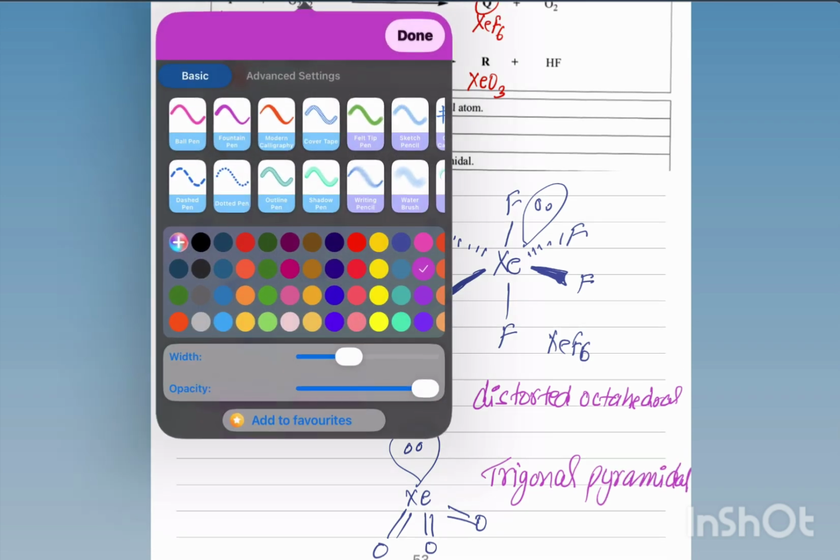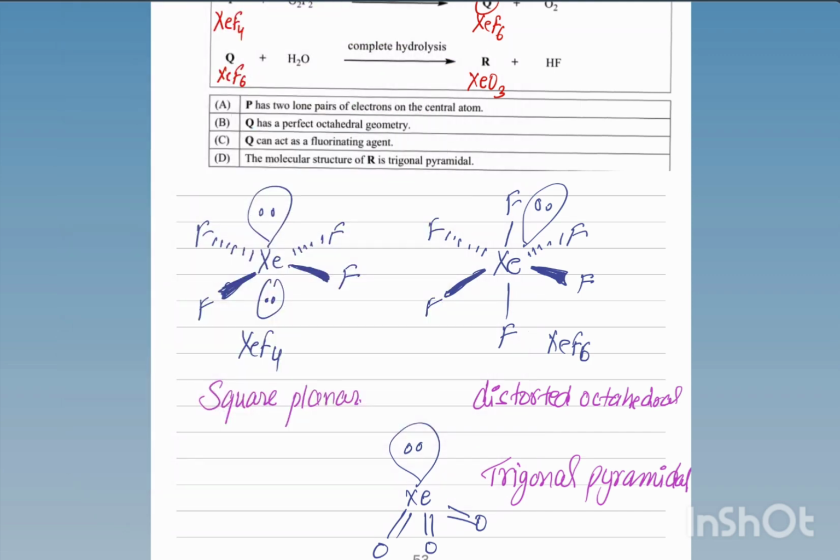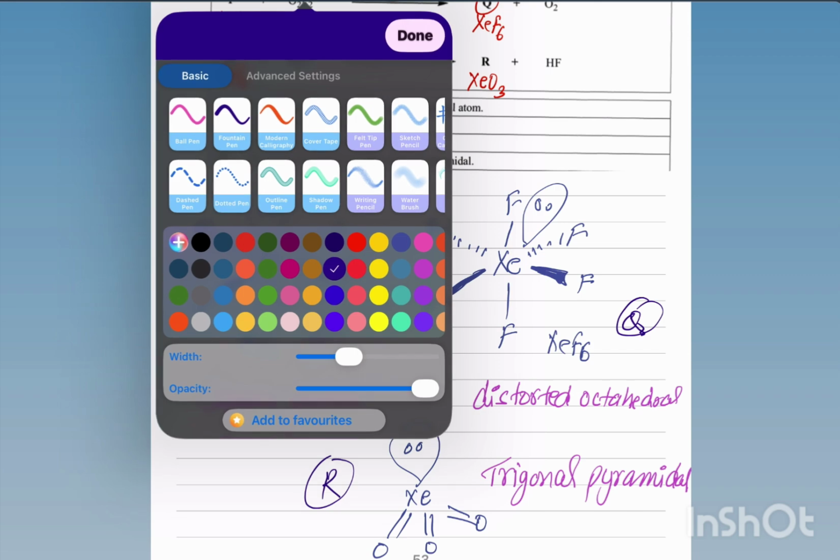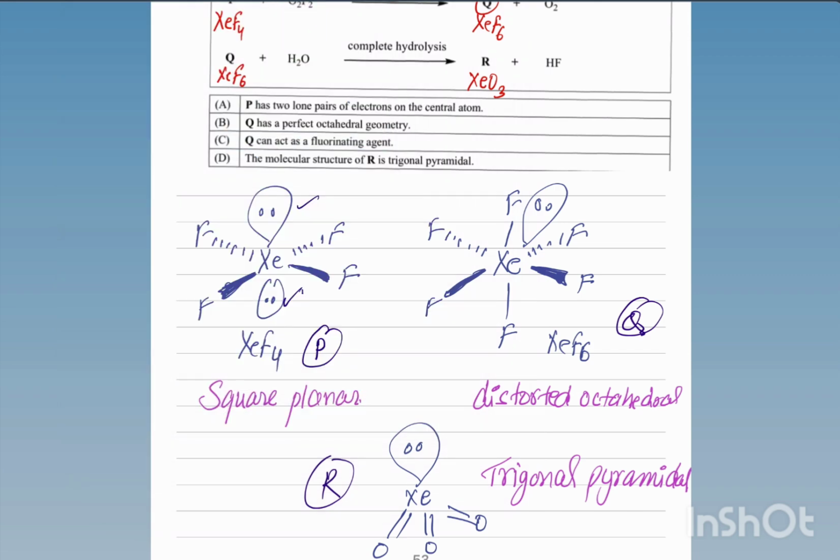Now it is saying P has 2 lone pairs of electrons on the central atom. 2 lone pairs, that is correct. This is P, this is Q, and this is R. P has 2 lone pairs, that is the correct statement. That's why this statement is correct. A statement is the correct statement.